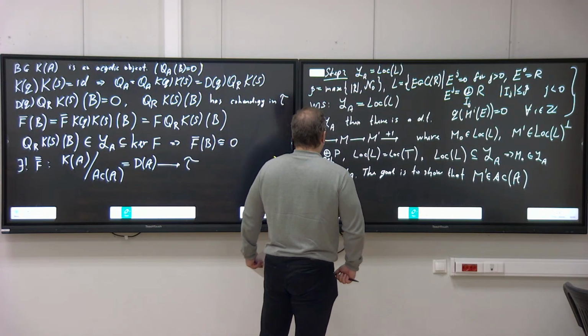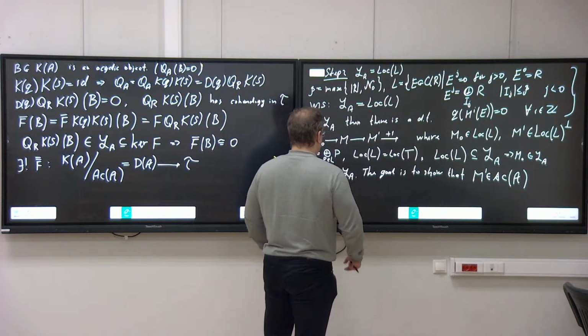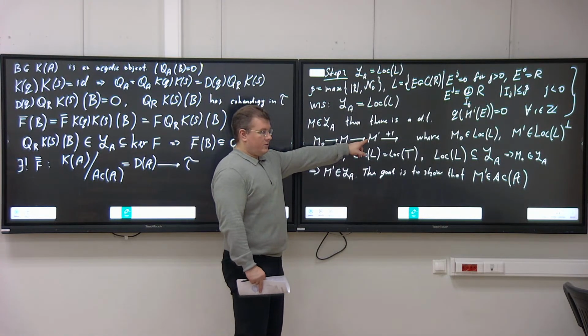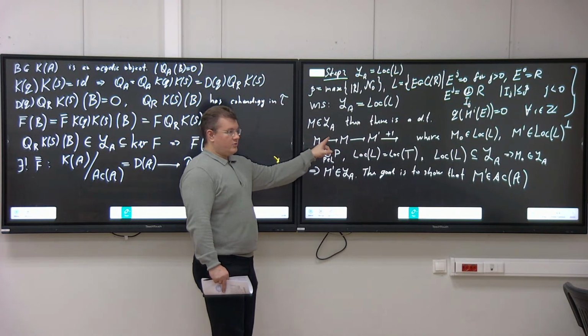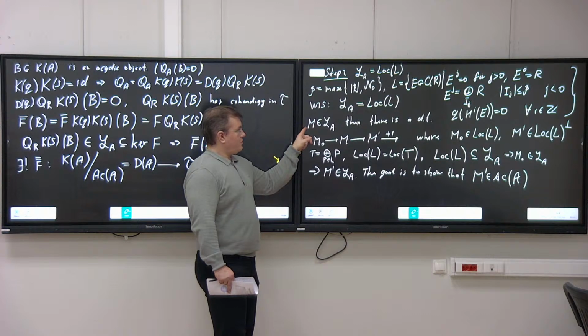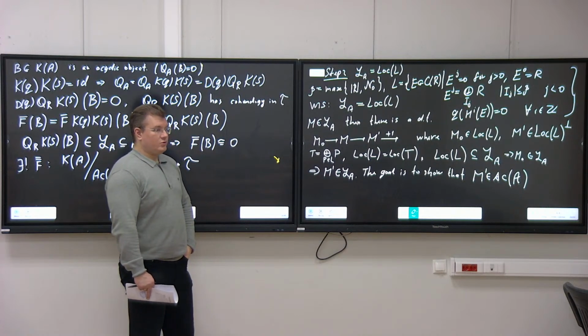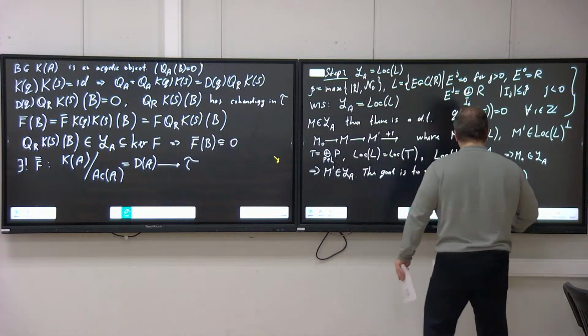Right? If this is an acyclic complex, it means that in the derived category, this is isomorphic to 0. So it means that in the derived category, this is an isomorphism. So any object M from the L sub A will be isomorphic to an object M0, which is in the L. This is what we want to show, right? So really the goal is to show that this M prime is acyclic.